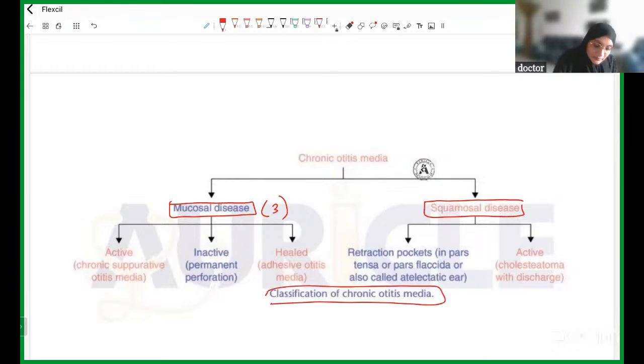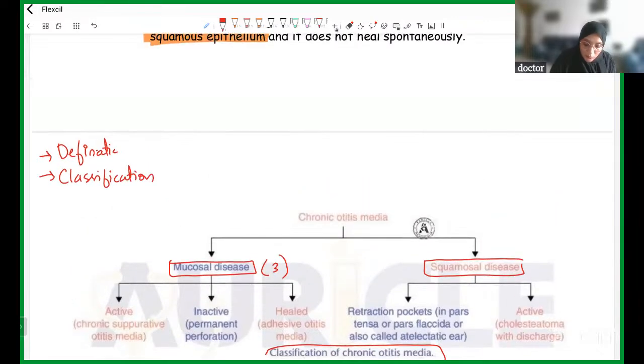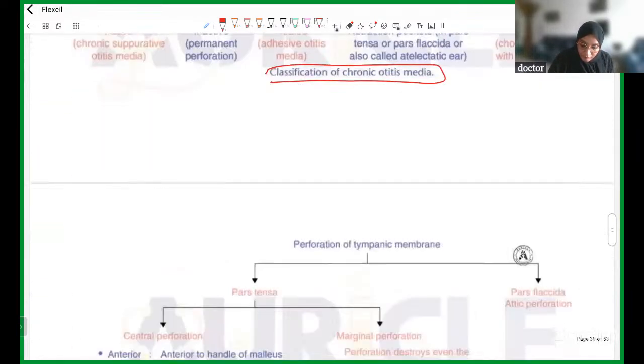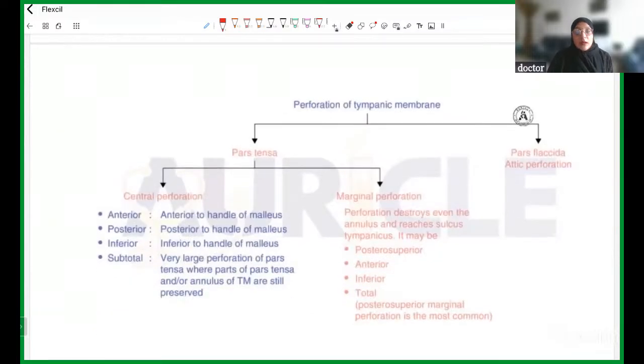So in the exam, you will have to write the definition of chronic otitis media. Then you will have to write the classification of chronic otitis media. Chronic otitis media will also have perforation of the tympanic membrane. For perforation of the tympanic membrane, you have to know that attic and posterior superior marginal perforation is usually seen in the dangerous type of chronic suppurative otitis media. If it is an attic and posterior superior marginal perforation, it is called the dangerous type of chronic suppurative otitis media. I'll mention it here.